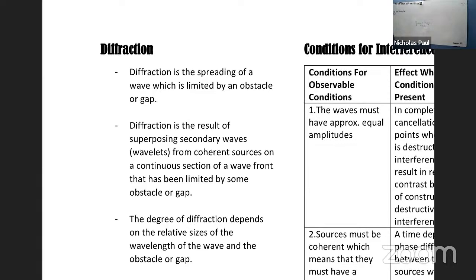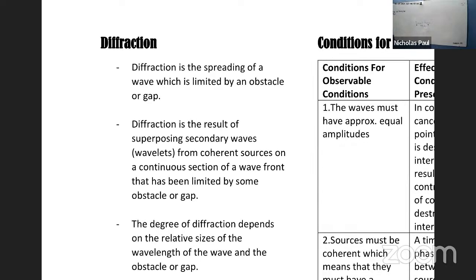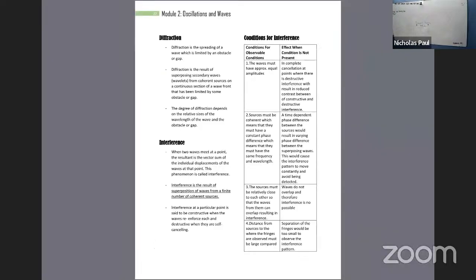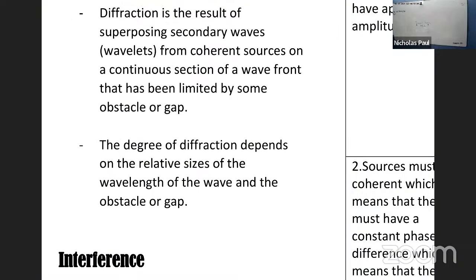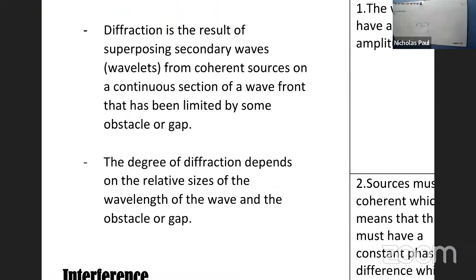Diffraction, on the other hand, is the spreading of a wave which is limited by an obstacle or gap. Diffraction is the result of superimposed secondary wavelets from coherent sources on a continuous section of a wavefront that has been limited by some obstacle. Basically, all that's saying is that it's the spreading of a wave. I will show you another diagram just now that the wave really produces a sum of some subwaves called wavelets.